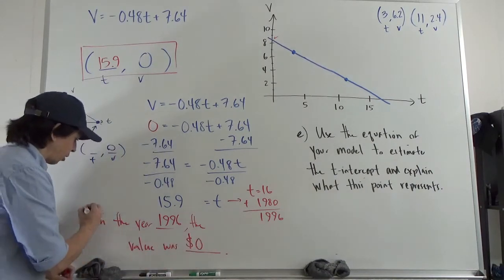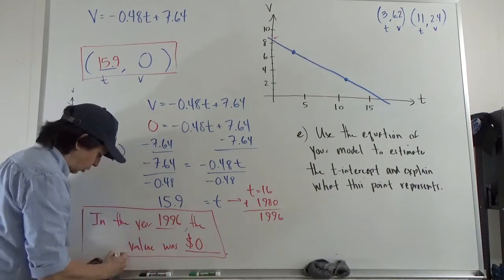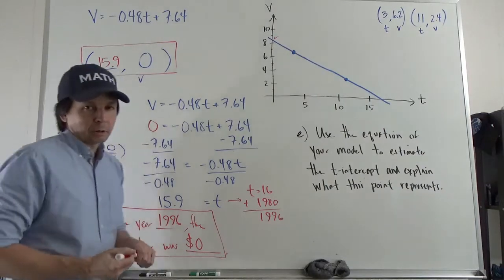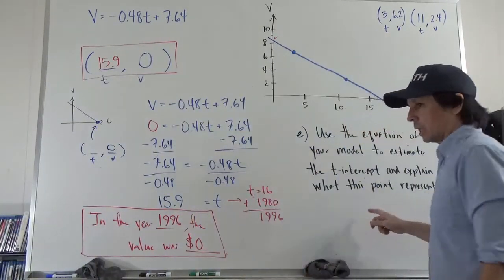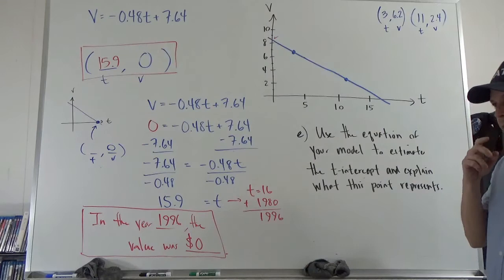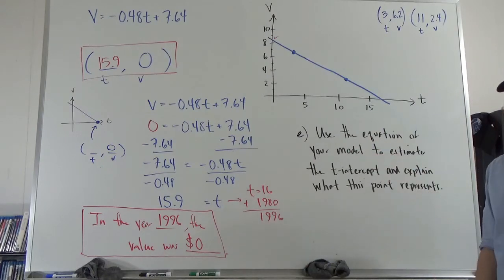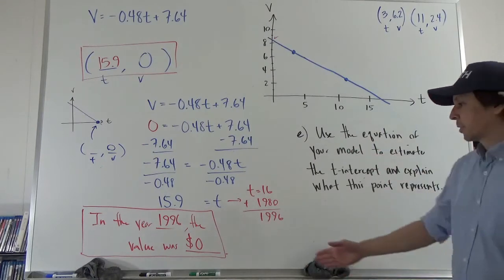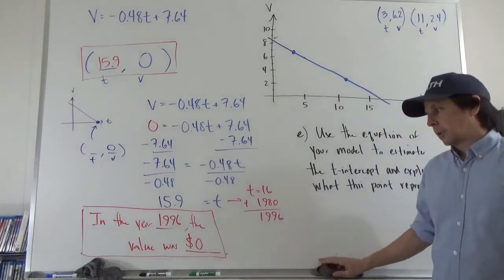You can put the car was worthless. That's fine. That tells me the value is 0. But I'll just go with saying the value is equal to $0. All right. And my answer there says the car will be worthless in 1996. That's my explanation. Close enough. That's the same thing. Anyway, that's it.